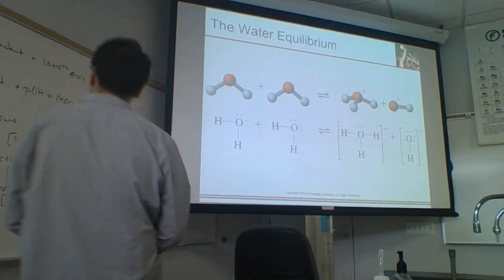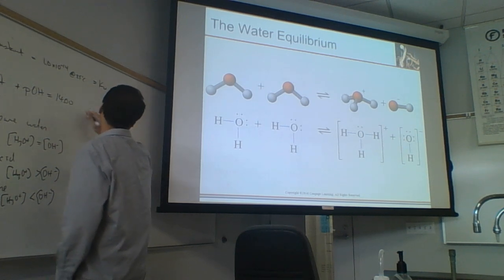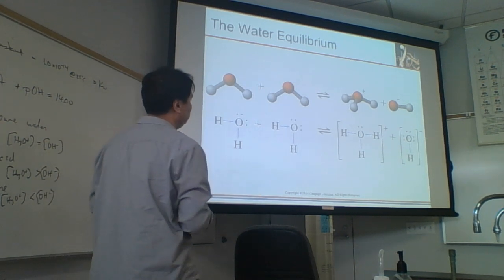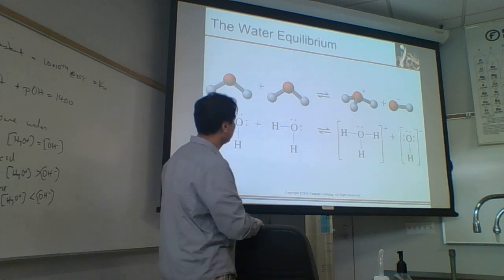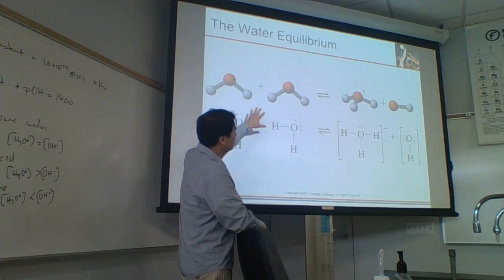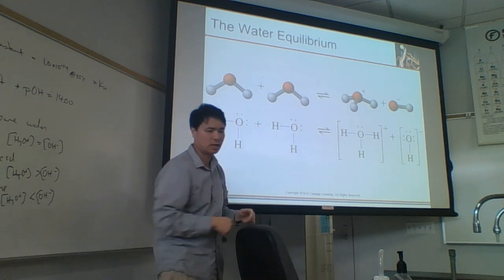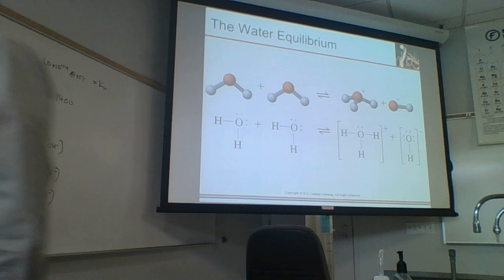This constant is called K sub W, Kw. It's the water ionization constant. Here's the reaction here. It's two waters colliding violently to form some hydronium and hydroxide, which are unstable.